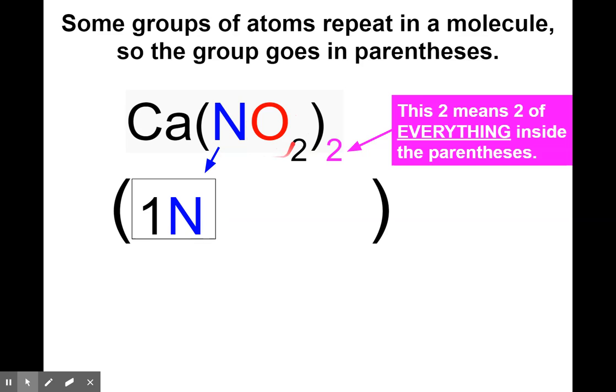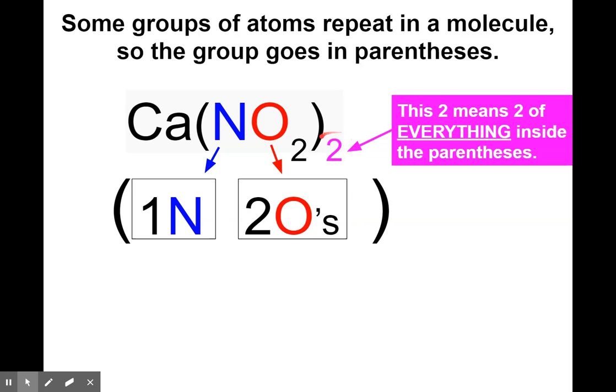And then over here, remember, as you're going through, each new capital letter means a new element that we're talking about. Okay? So how many O's do we have? We have two O's because this 2 goes with this O. So that's two O's. So this is all inside the parentheses. There's one N and two O's inside the parentheses, okay?